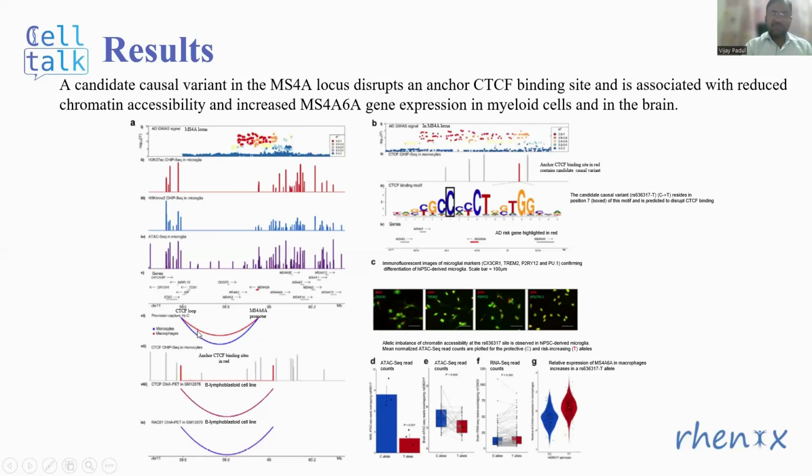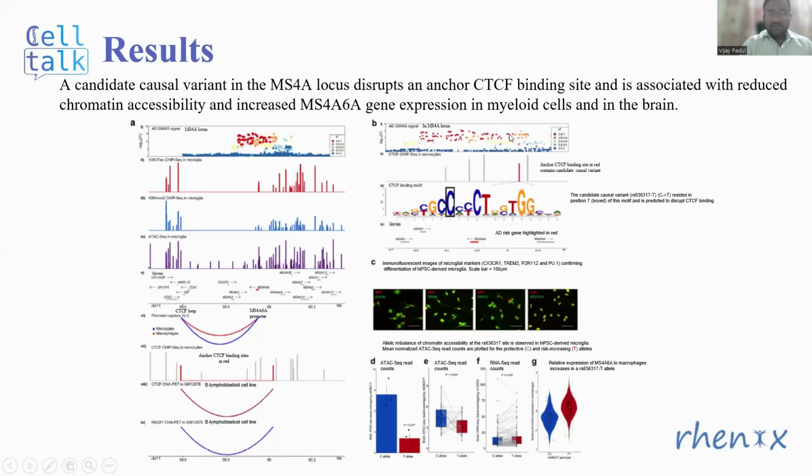The interaction has been proved by using monocytes and macrophages in two ways. And then they do ChIP-seq analysis, and in that also they find that these two locations, that is anchor CTCF binding loops, they have an interaction. And further, they also show that in a B lymphoid cell line by using another technique, these two sites are also interacting.